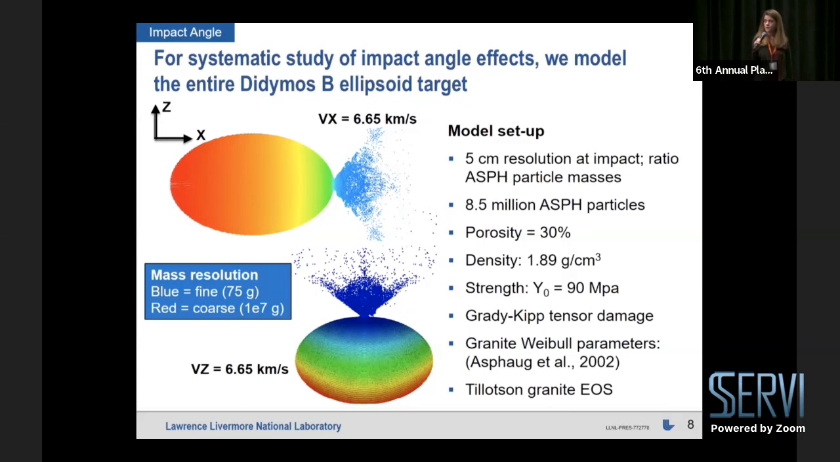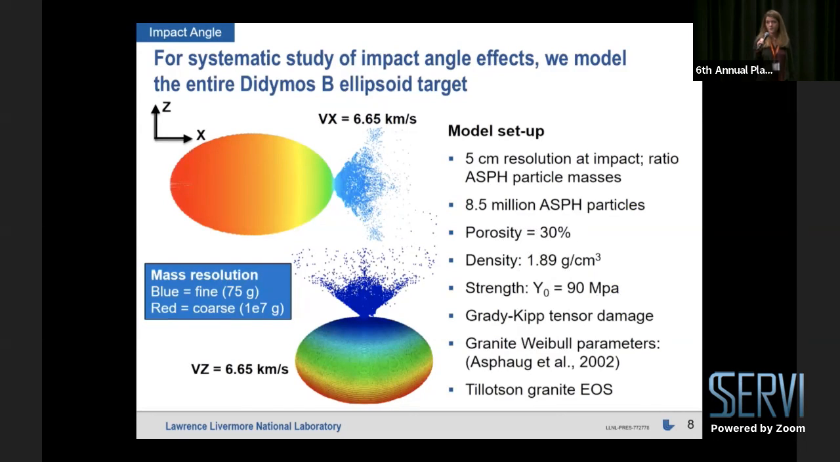What we're doing here is having very high resolution at the impact point, on the order of 5 centimeters, and in terms of mass, about 75 grams per particle. Then it's ratioed out as you go to the back of the asteroid. Depending on where the impact point is, you can see in those colors how the masses change. The red is the very massive particles, and blue is the small, finely resolved particles near the impact. In each of these simulations, there are about 8.5 million SPH particles.